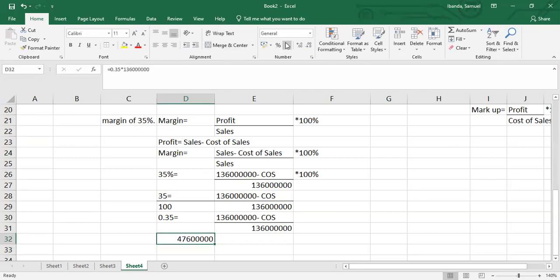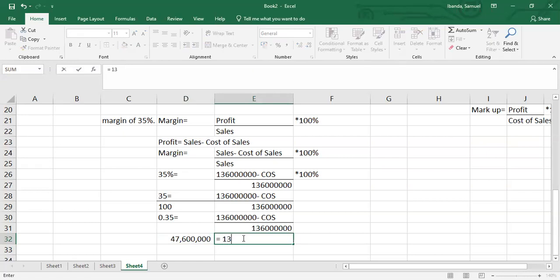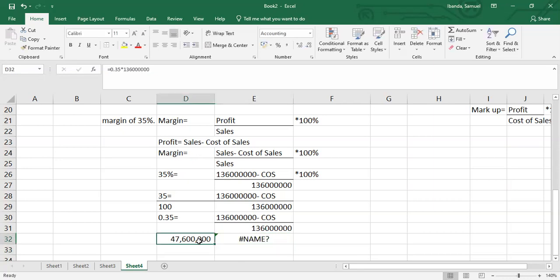Okay, so that is 47.6 million, this is equal to 136 million, okay, right there, less cost of sales. So that is what I'll basically have. I know this one is going to disturb me because of a formula, but that is what I'll basically have. Okay, let me just rework it out here. Let's make this figure and make this equal sign for you to understand.